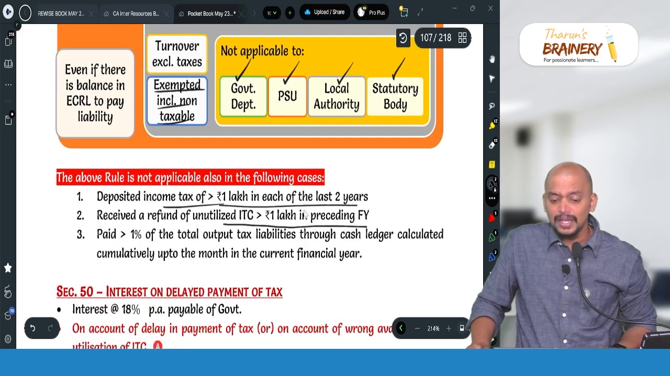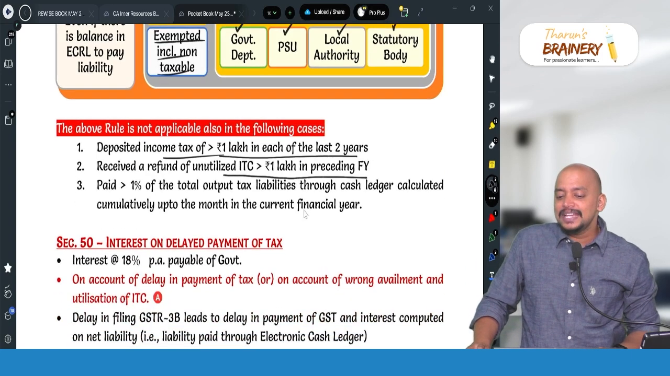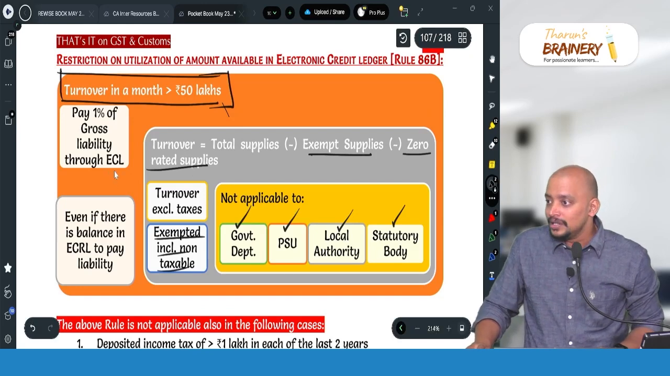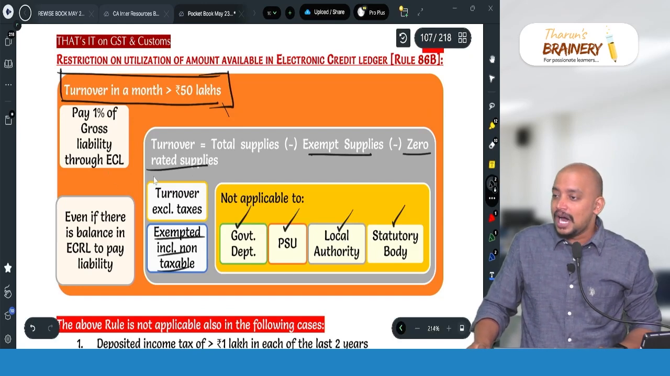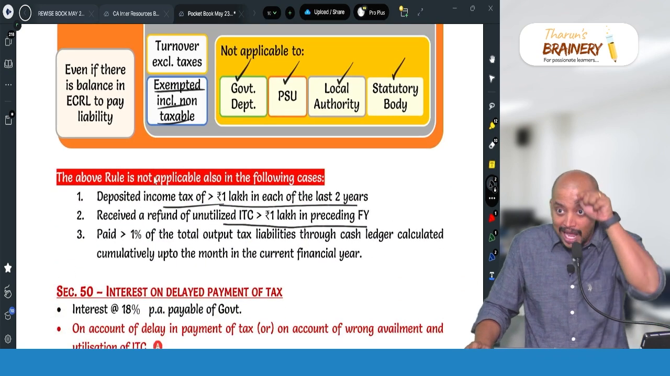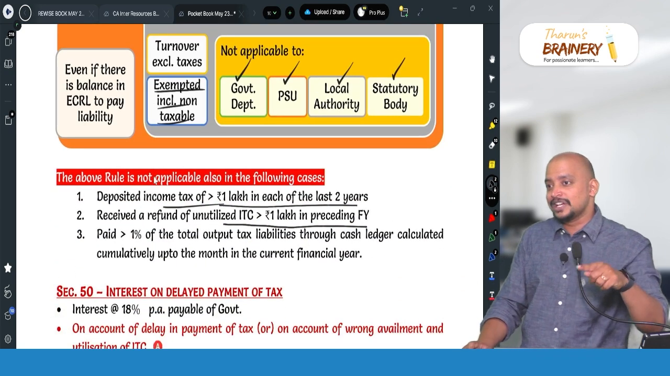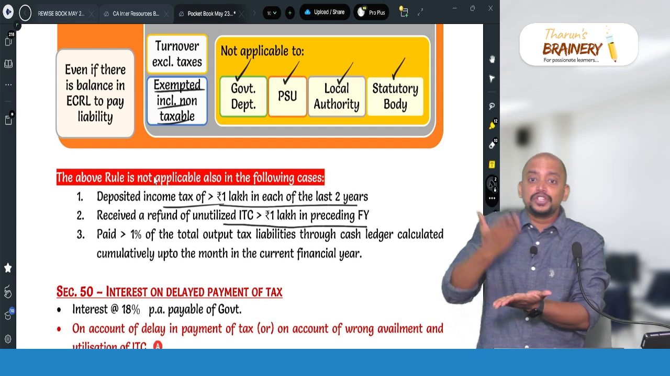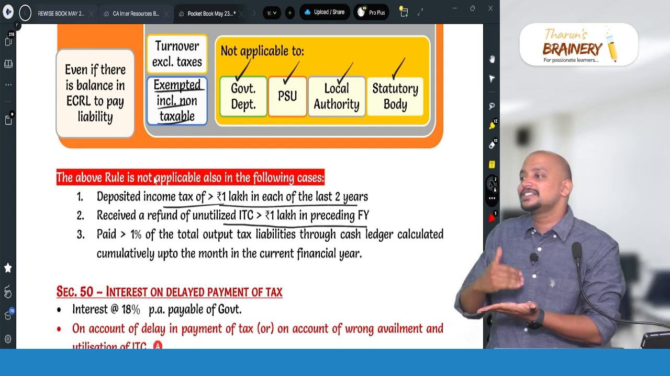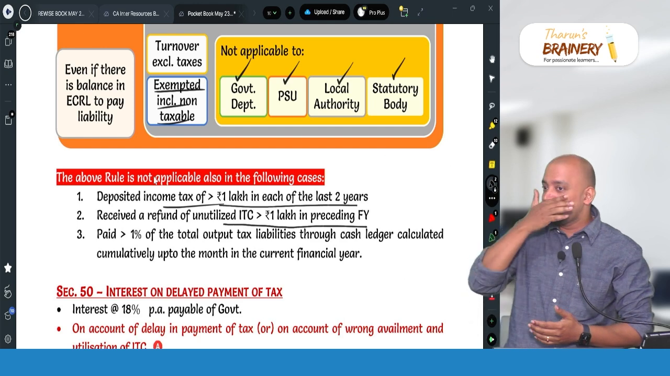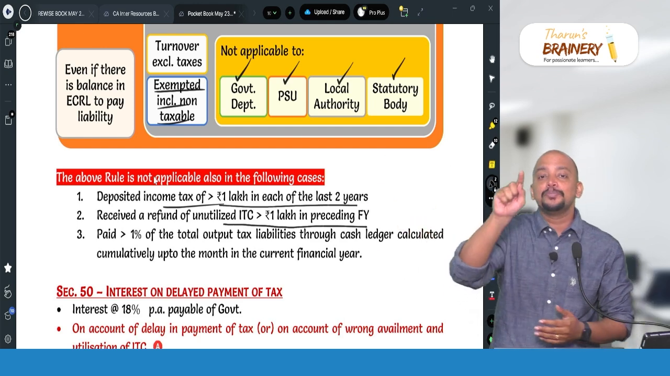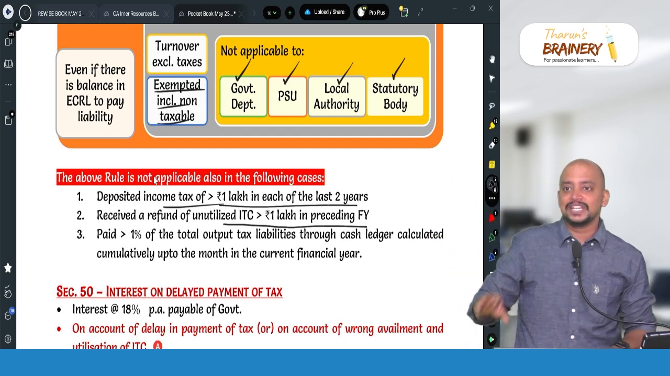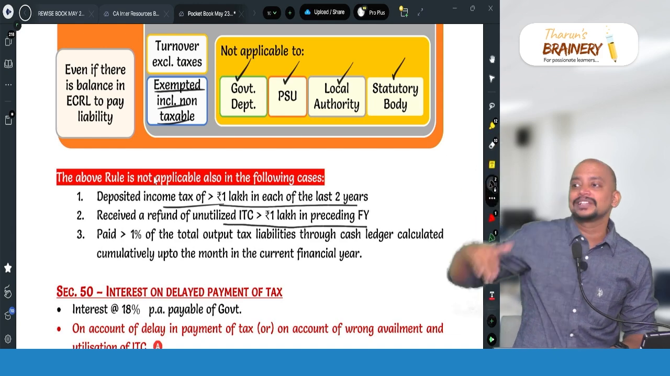Understood? Then, sir, RCM anyhow we have to pay using cash ledger. Will that be counted for this 1%? No, this is FCM liability. RCM liability anyhow you have to pay through cash ledger. And you pay that and don't say, sir, 1% I already paid through cash ledger. No, it is FCM liability which you have to pay, because anyhow credit ledger we cannot use for RCM. So therefore RCM always you have to pay by cash. So while computing that 1% cumulatively, you should not take RCM liability, only FCM liability, how much you discharged so far using the cash ledger.